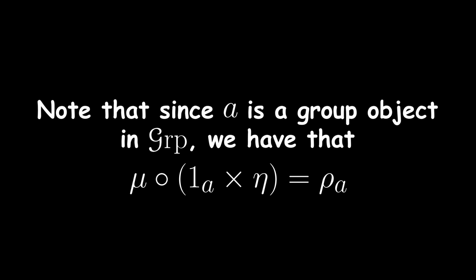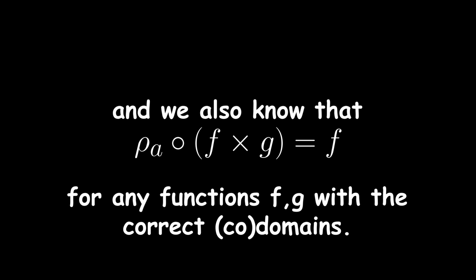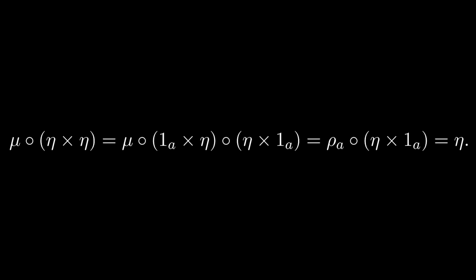Note that since A is a group object in Group, we have that mu composed with 1A cross eta equals rho A, and we also know that rho A composed with f cross g equals f for any functions f, g with the same codomains. We thus have that mu composed with eta cross eta equals mu composed with 1A cross eta composed with eta cross 1A equals rho A composed with eta cross 1A equals eta.